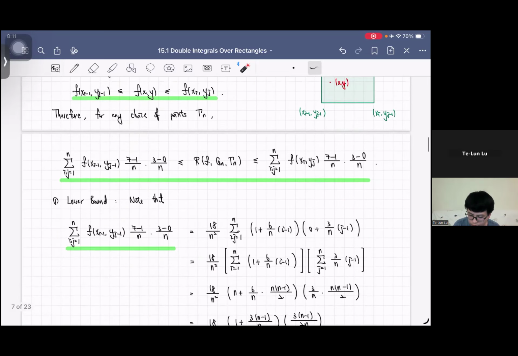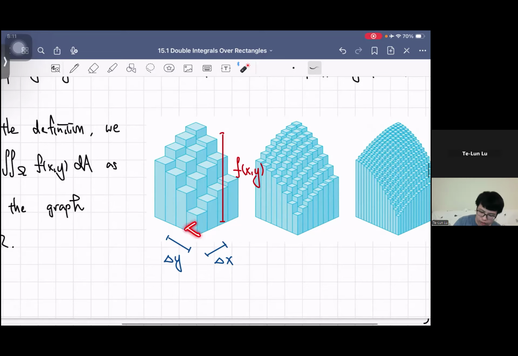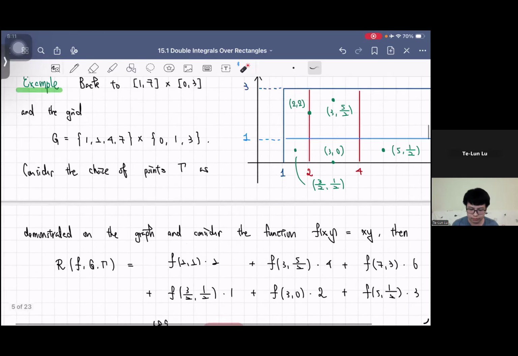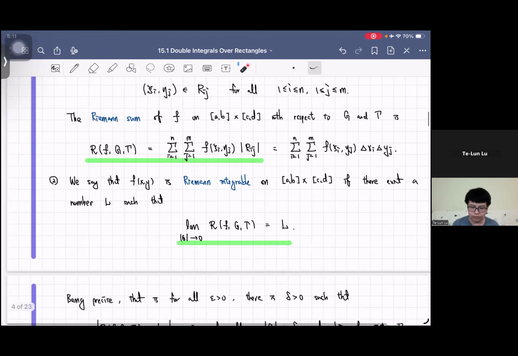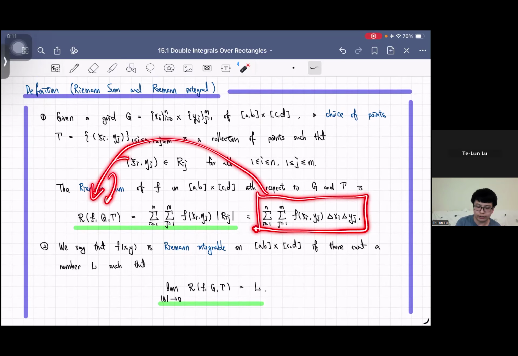Where in this case, we evaluate the height by some particular point within the region R_ij. So again, using this graph, you can see that we have a particular small rectangular region, and we choose some point, evaluate its function value, and multiply it by as a height. Then we get the volume for that rectangular region, right? For that solid. So this is a particular Riemann sum with respect to this function, this grid, and this choice of point.